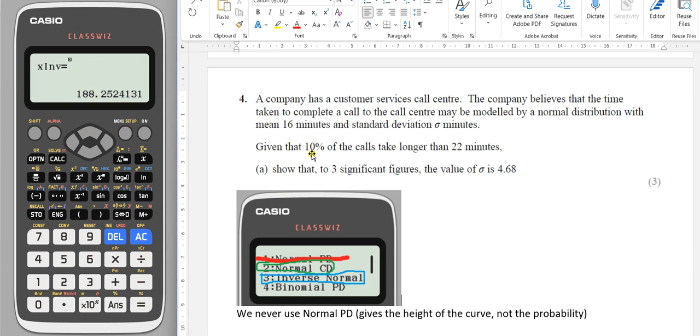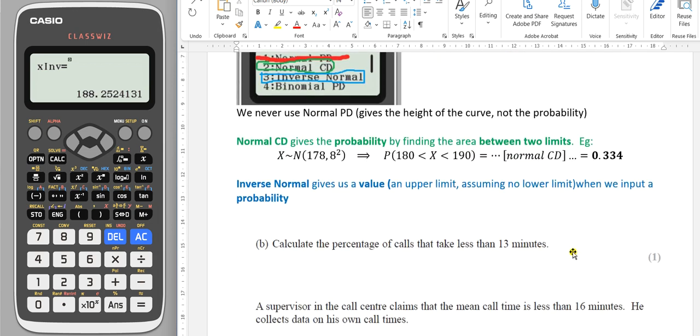But there's a slight problem. If they told us the mean and the standard deviation, we could use normal CD to work out the probability of a call taking longer than 22 minutes. Or we could use inverse normal to find the time for which 10% of calls take longer than. In other words, 90% of calls take less than this time. But we've been given both of those. What we haven't been given is sigma. We've been asked to calculate the value of sigma.